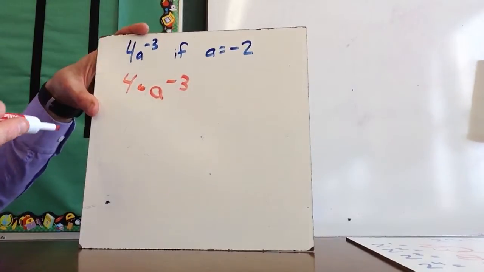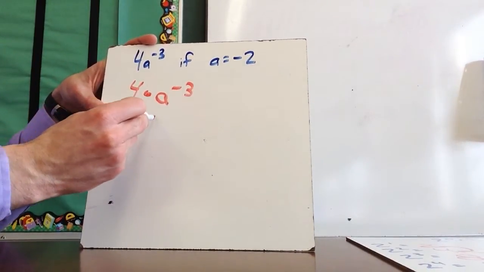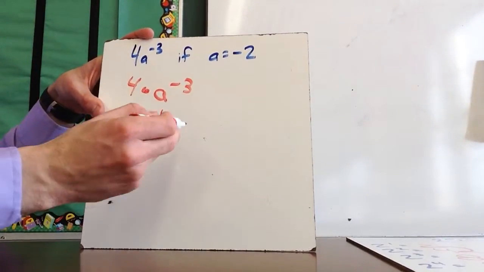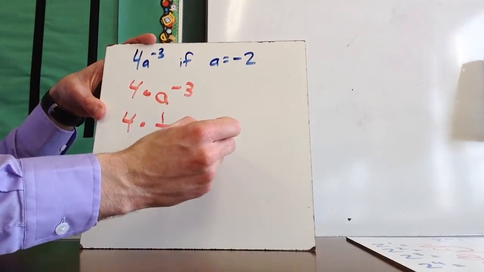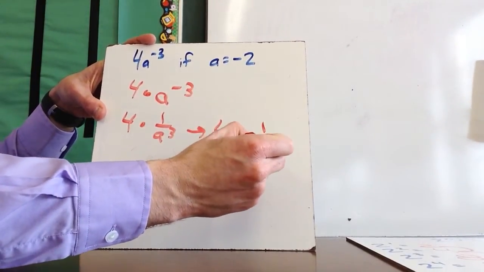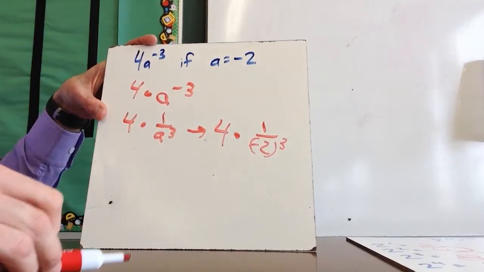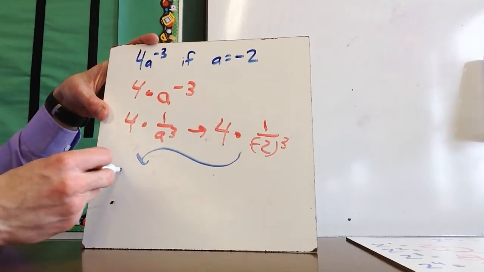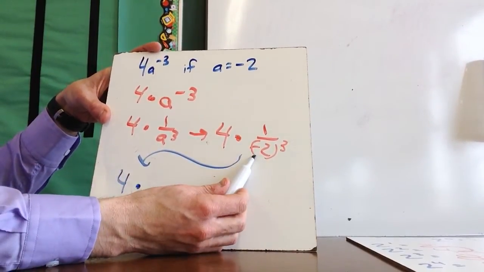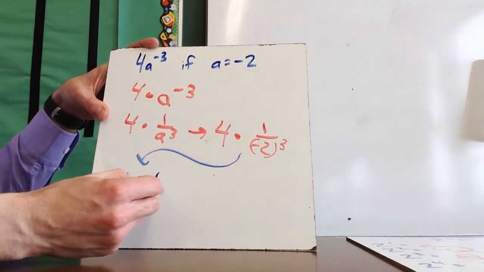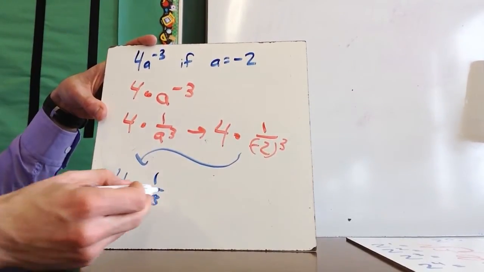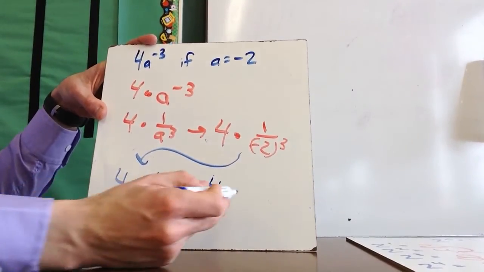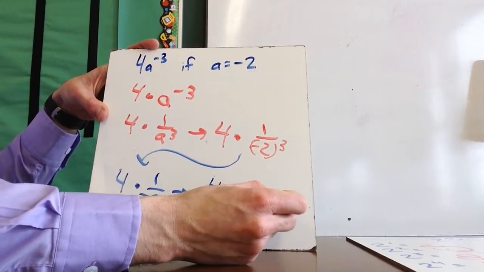And it may make sense for some of you to rewrite this, so this is now 4 times 1 over a to the third. I want you to notice I have not substituted yet, and now is when you might want to think about doing that. So this is going to be 4 times 1 over negative 2 to the third power. Now, let's solve that. I'm going to come back over here. This becomes 4 times, this is negative 2 times negative 2 times negative 2, so this is 1 over negative 8, right? The same as 4 over negative 8, and this can be reduced down to negative 1/2.